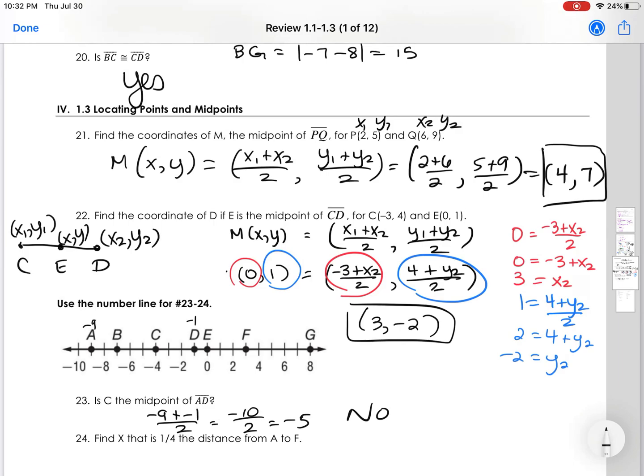Okay, next, find x that is 1/4 of the distance from A to F. So the first thing we want to do is figure out how long is AF. AF is going to equal the absolute value of -9 minus 3, which is +12. Then we want to go 1/4 of 12. So 1/4 of 12 is going to be 3. That means we need to move 3 units from A to F. 1, 2, 3. That puts us at -6. So x is at -6.